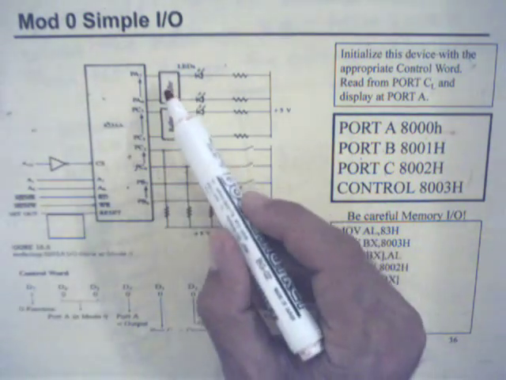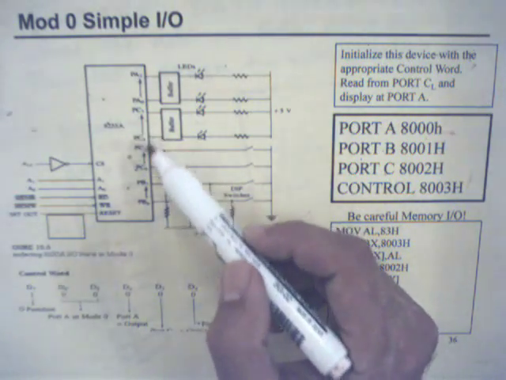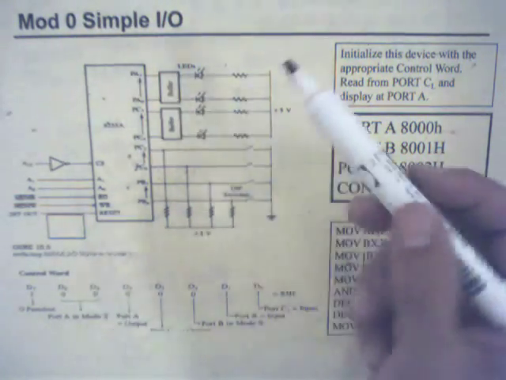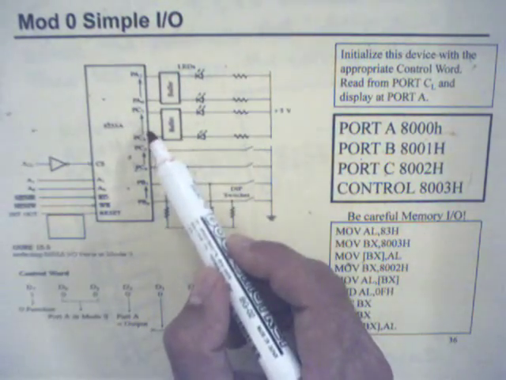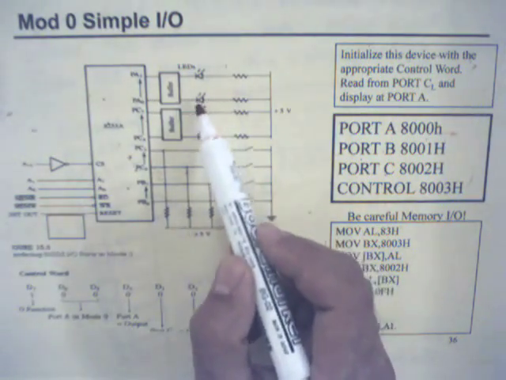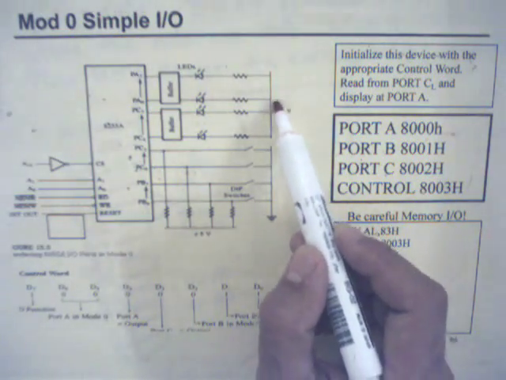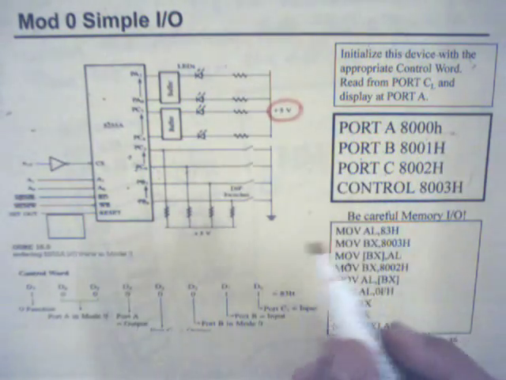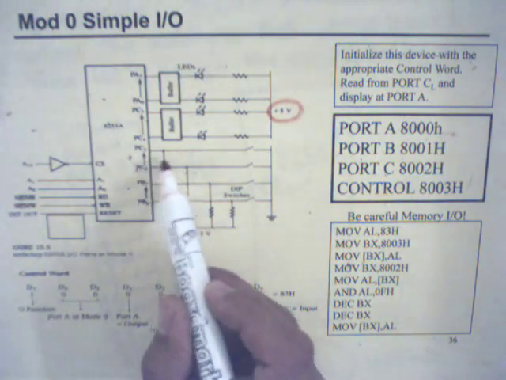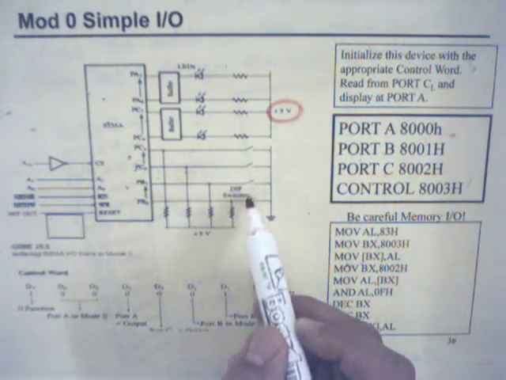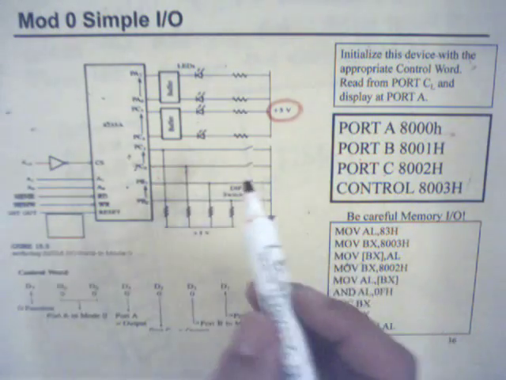We have 3 ports, port A, port B, and 2 nibbles of port C. They are buffered and LEDs are connected. So whenever these ports output zeros, the LEDs light because they are connected to the positive supply. Port B and the lower nibble of port C are connected to 4 dip switches. They should be programmed as input ports.